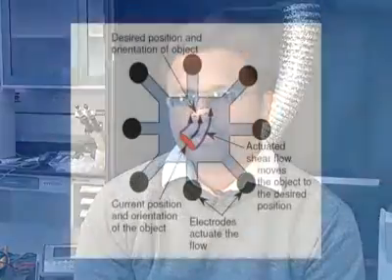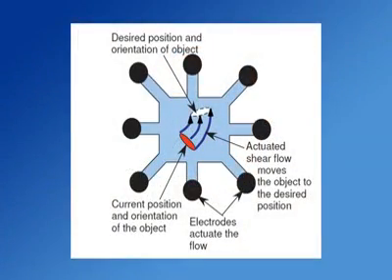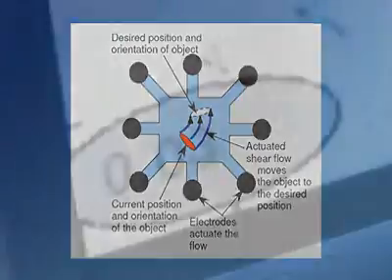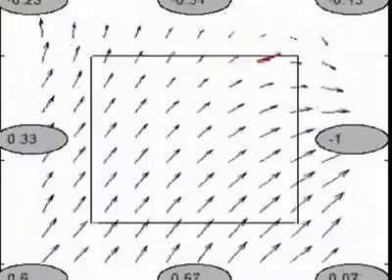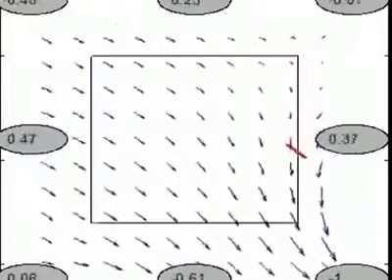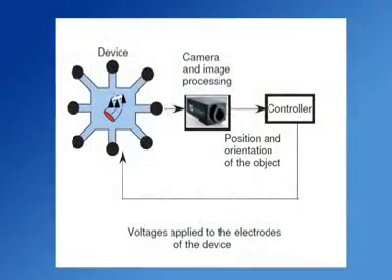A 10 micron long rod, shown in red, being translated and rotated along a square path shown in black, and the numbers that you see flickering around the periphery, the 8 numbers that you see around in the gray oval boxes, are the voltages being applied at the electrodes.